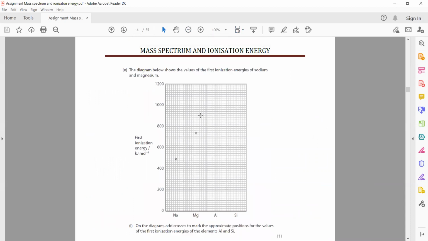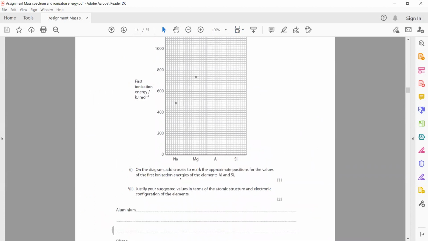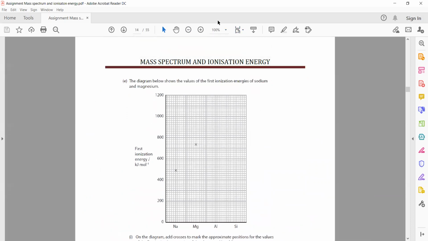The diagram shows the value of ionization energy of sodium and magnesium. On the diagram, add a cross to mark the position for aluminium. If you remember that table, the pattern in ionization energy: for the first two elements, it increases, from group one to group two. Then for group three, it decreases.